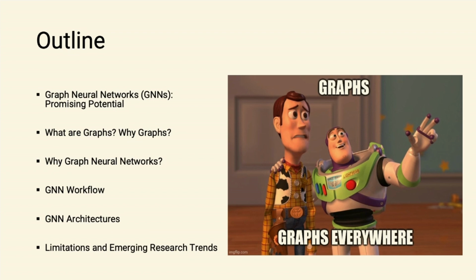In terms of outline, I'll start off with the promising potential of graph neural networks, and then quickly after that, I'll go into the fundamentals of graphs, why graphs, and we'll discuss a little bit about why graph neural networks specifically, and then go into what the workflow of a graph neural network pipeline looks like, and briefly discuss some architectures, limitations and emerging trends.